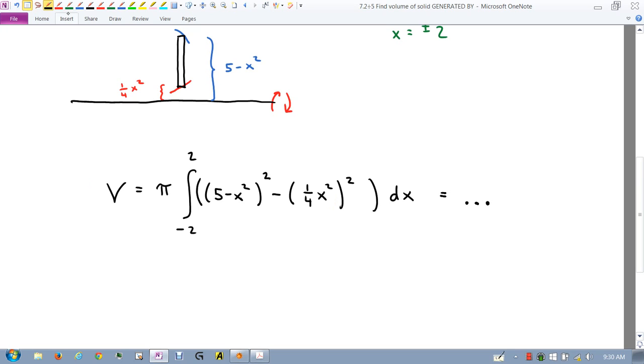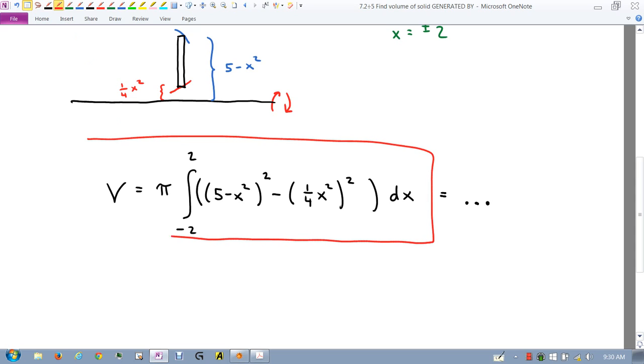That's what I would expect to see on the test. If I say set up only, this is what I want. You don't even have to multiply this out. In fact, I prefer it this way because then I can really see what you called the outer radius and the inner radius. These are pretty straightforward. I think, I hope you see it the same way.